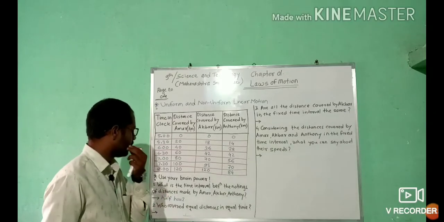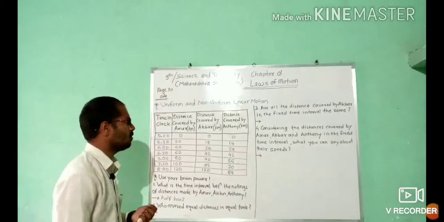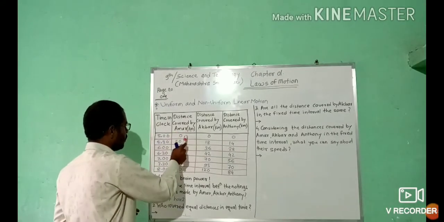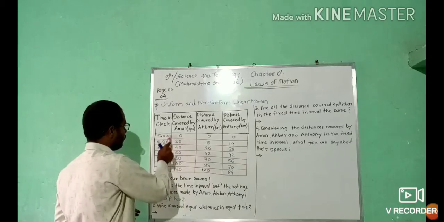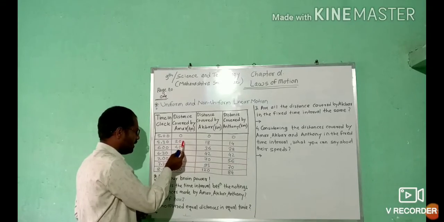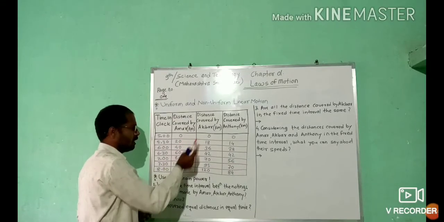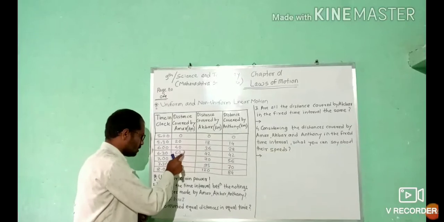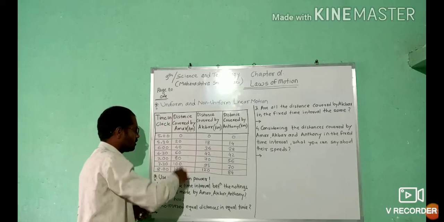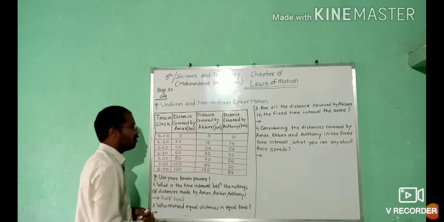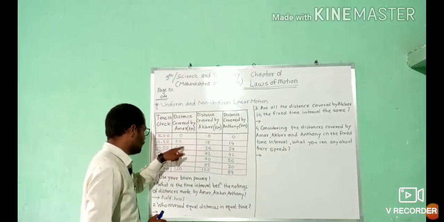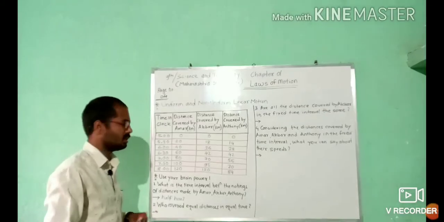Then, who covered equal distances in equal time? Suppose we take Amar first. Amar has covered 20 kilometers in the first half hour. Then in the second half hour from 20 to 40, which means 40 minus 20, again 20 kilometers. Then 60 minus 40 is 20, 80 minus 60 is 20. So Amar has covered 20 kilometers per half hour.